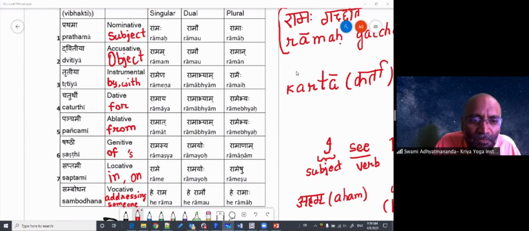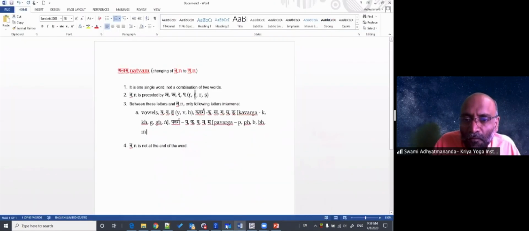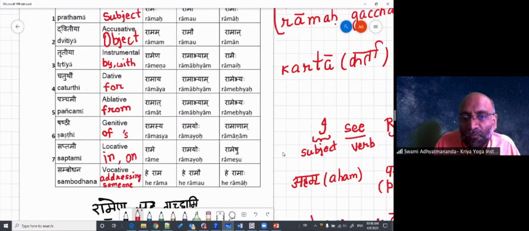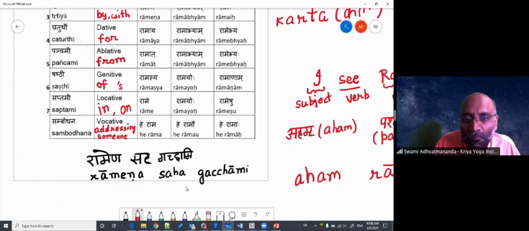Doesn't Ramena mean with Rama? Is it necessary to write Saha? Ramena actually does not mean with Rama. It normally means by Rama. So if I am saying I am going with Rama, then I would use Saha. So in the case of Rama, it will be Ramena Saha Gacchami. In the case of Rama, it is not very clear.